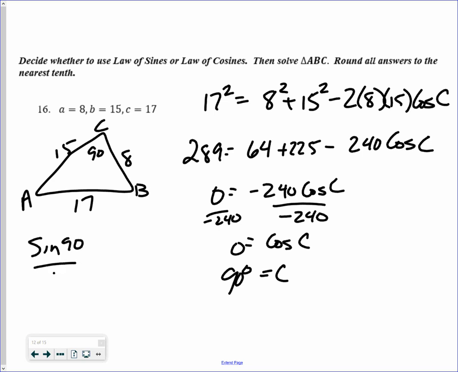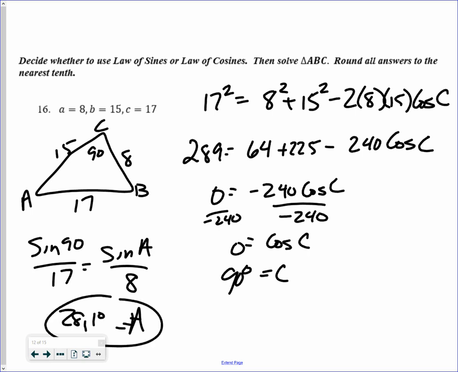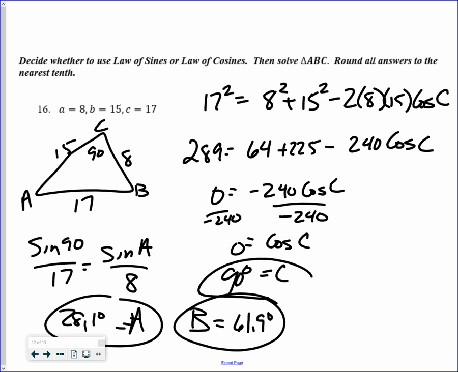Sine of 90 over 17 equals the sine of, remember, always go for the smaller one. Cross multiply and solve. A would equal 28.1 degrees. Using 180, so 90, 28.1, and then 61.9 degrees. So finding angle A, angle B, and angle C.